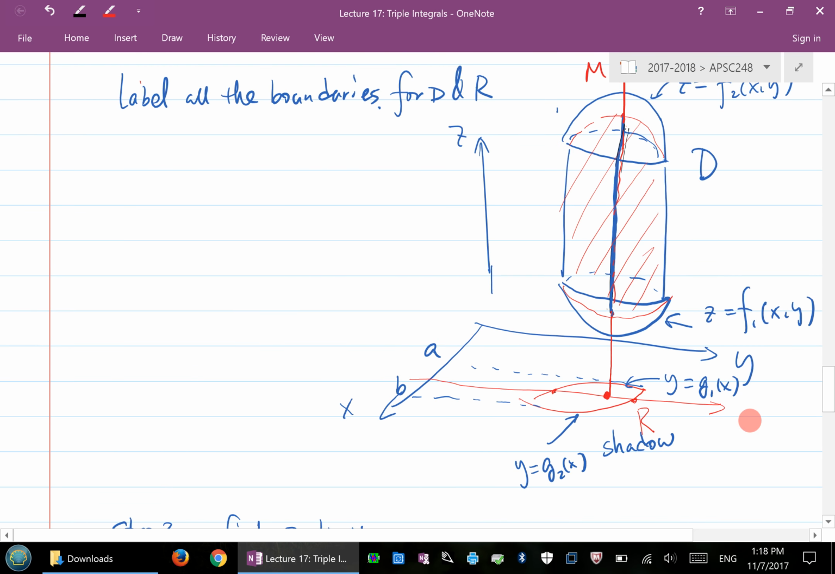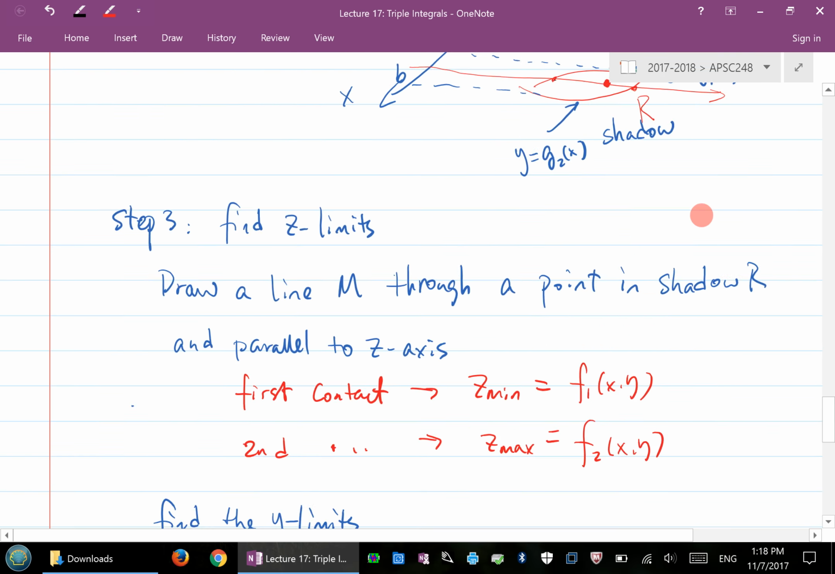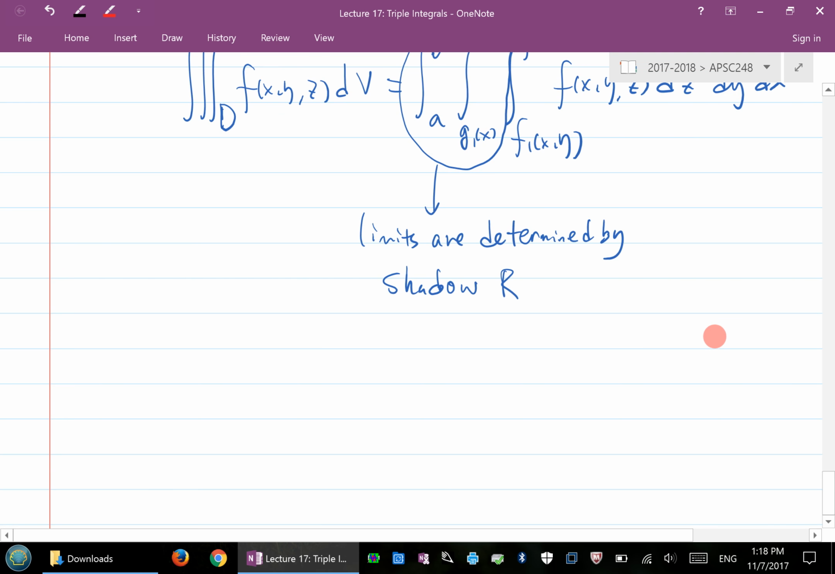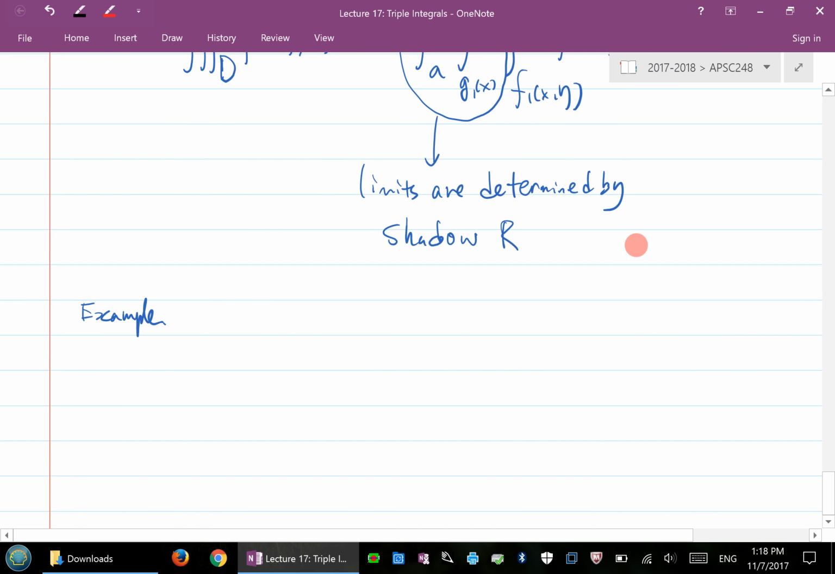So now you can consider that if you choose a different order of integration, it's basically a different way of creating this region D. So let's take a look at an example here. For this example, it's actually quite simple.